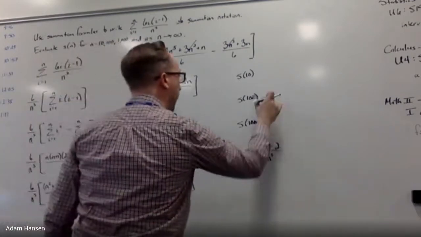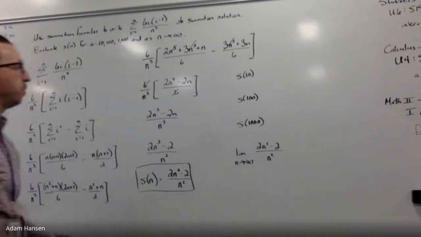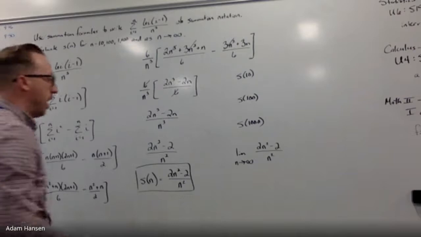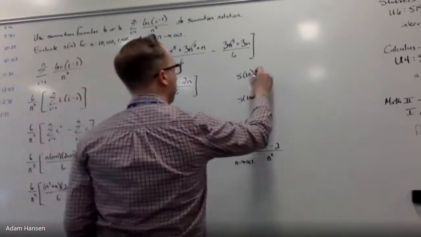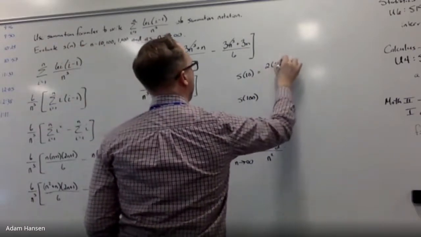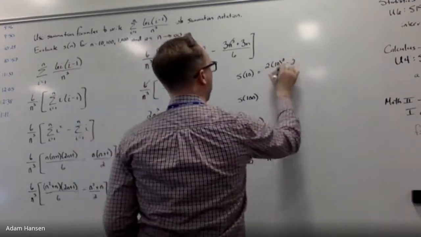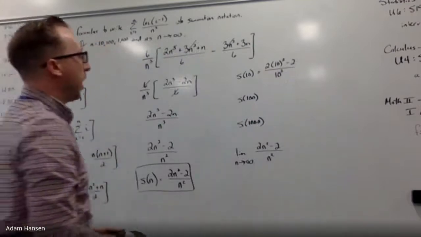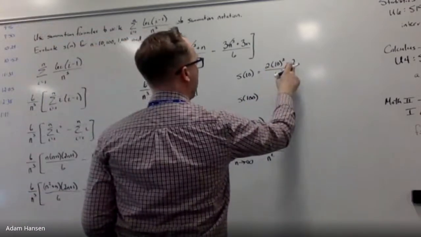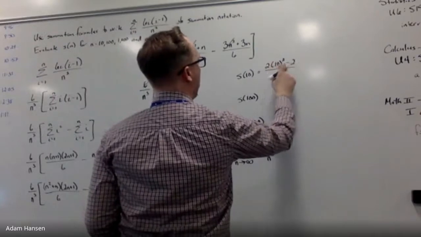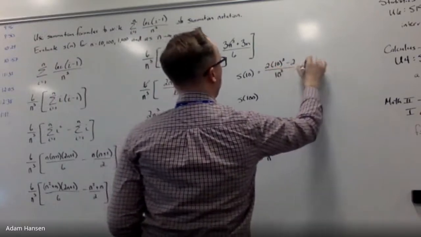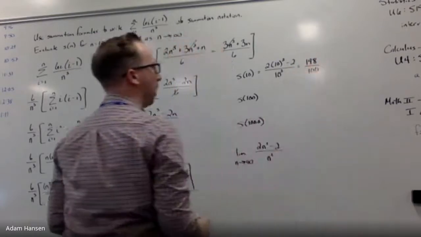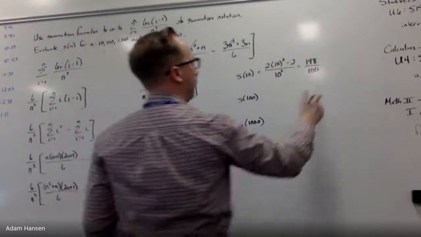This needs to be 1,000. Forgot an extra 0 here. All right, S of 10. Replace n with 10. 2 times 10 squared minus 2, over 10 squared. That's 2 times 100 minus 2. 2 times 100 is 200, minus 2, which is 198, divided by 10 squared, which is 100. 198 divided by 100 is 1.98.